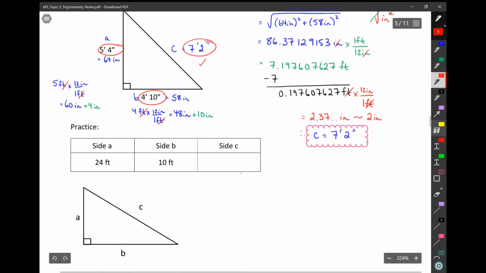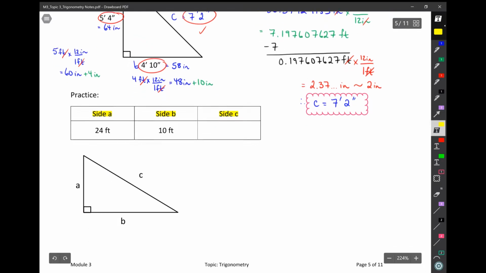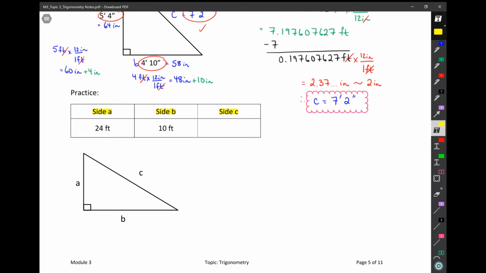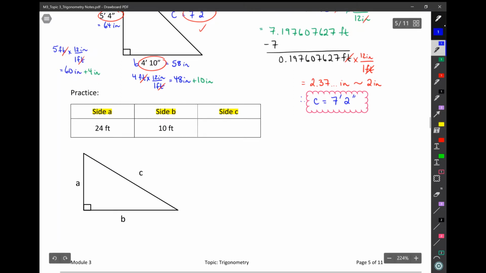Okay, so let's look at this practice example. Given side A and side B, and we need to find side C. Again, my diagram's not to scale, but that's okay. Let's go ahead and fill in the given information on the diagram. So that's 24 feet, 10 feet, and we need to find side C. Start with my formula. C is equal to square root of A squared plus B squared. Take a moment and substitute.